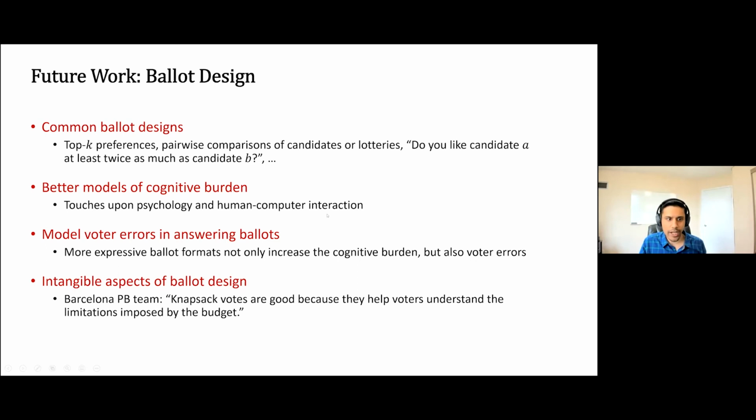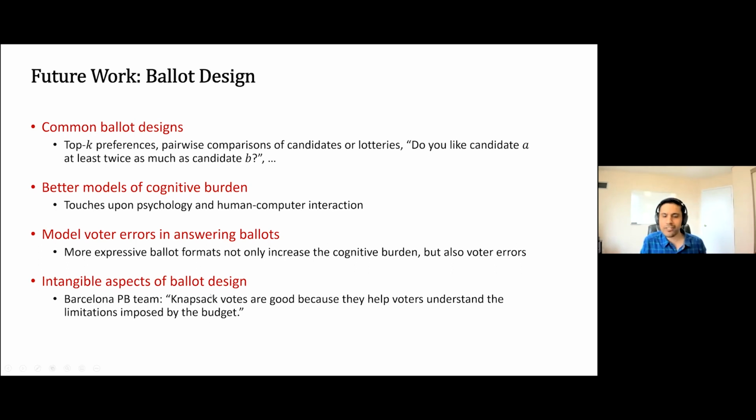Another direction is to model voter errors in answering the different ballots. So as ballots become more and more expressive, it doesn't just increase the cognitive burden on the voters, but as a consequence, it also makes the voters more likely to make errors in converting their underlying preferences to that ballot response. Okay, so for example, if you ask the voters to simply pick their top candidate, the voters are more likely to do so accurately than if you ask the voters to rank all of the 100 candidates.